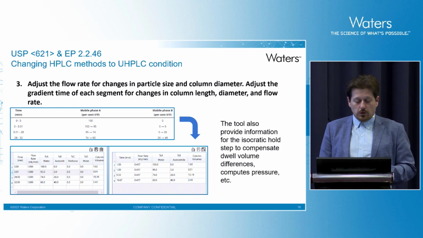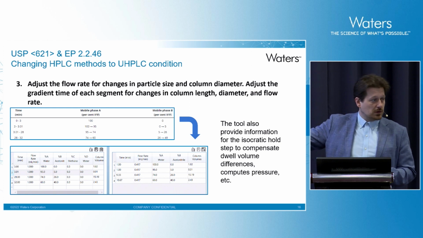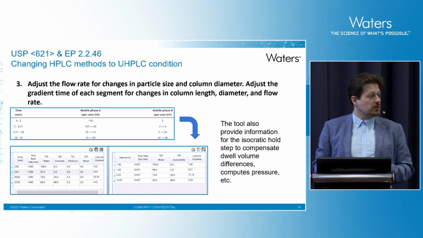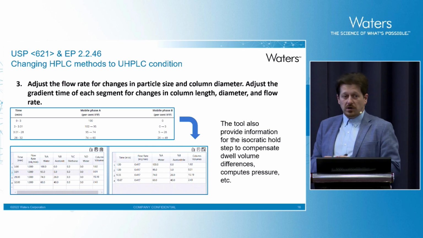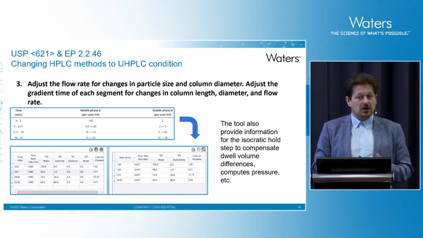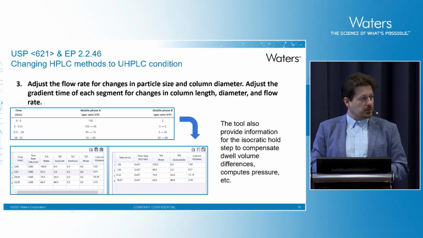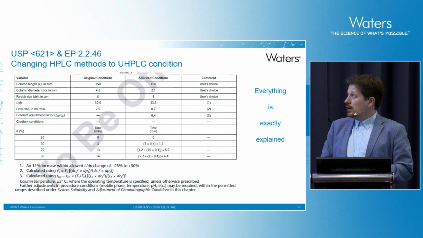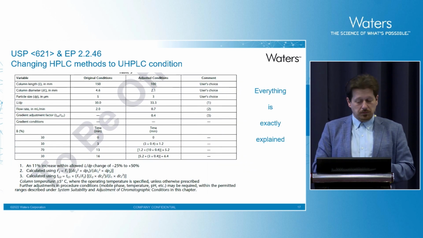This tool also gives you additional information written at the bottom as a wrap-up, like whether we need to add a dwell volume compensation, an isocratic hold step, and how much to scale down the injection volume. It also tells you how much back pressure to expect, so you know if your instrument has enough power to run the method, or if you need an instrument with a more powerful pump. These are the formulas. They are in the EP, so you can also calculate manually. If you are not a user of Empower, you will get the same results.